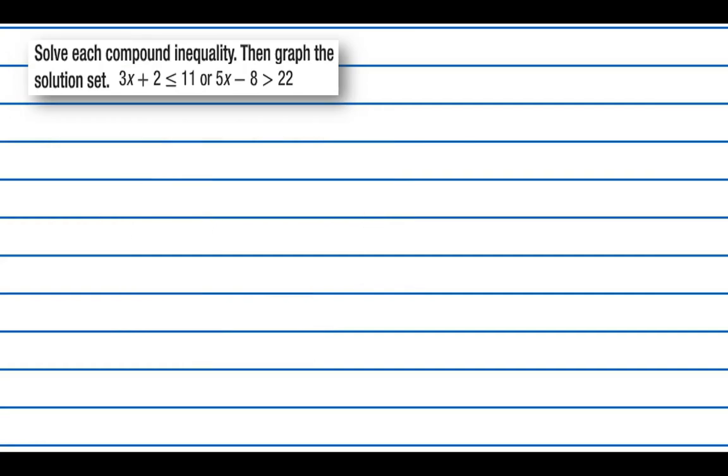Alright, so let's do this next example. We want to solve each compound inequality, then graph the solution set. So same exact idea that we just did. We have 3x plus 2, which is less than or equal to 11, or 5x minus 8, which is greater than 22. Let's solve for x in each of these. I'm going to go a little faster in this one. Look at the previous example if you need to.